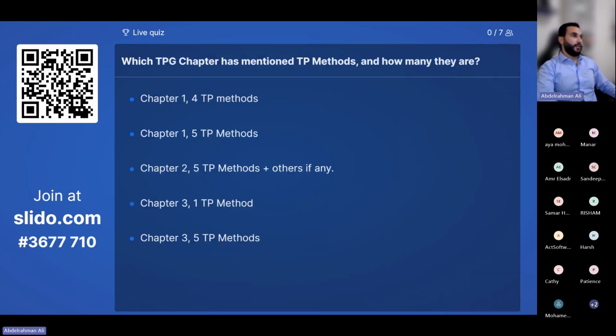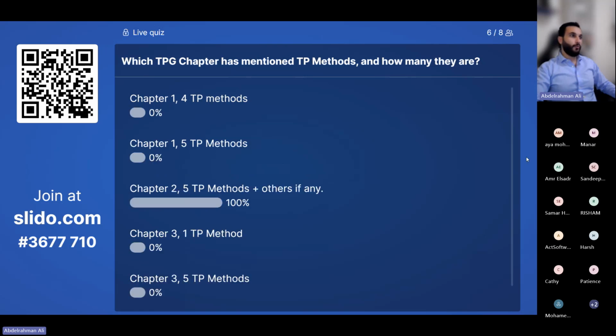So the next question is, which transfer pricing guidelines chapter has mentioned the transfer pricing methods and how many they are? Under the transfer pricing guidelines, it's separated into chapters, and those chapters you have definitely gone through so that you can be here today and attend the exam on Thursday. So the question is, which chapter has discussed the transfer pricing methodologies that are available? It can be 4, 5, or 1, depending on the chapter. So which one are you choosing?